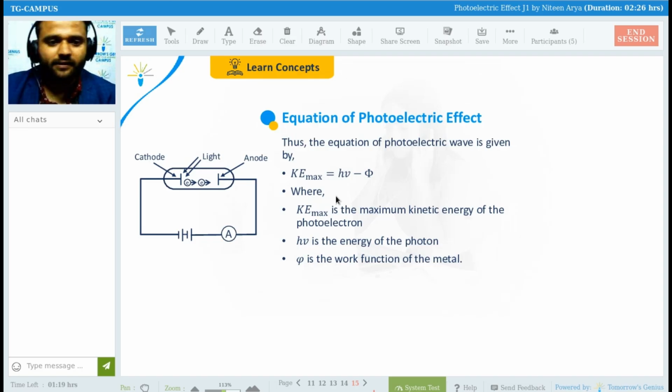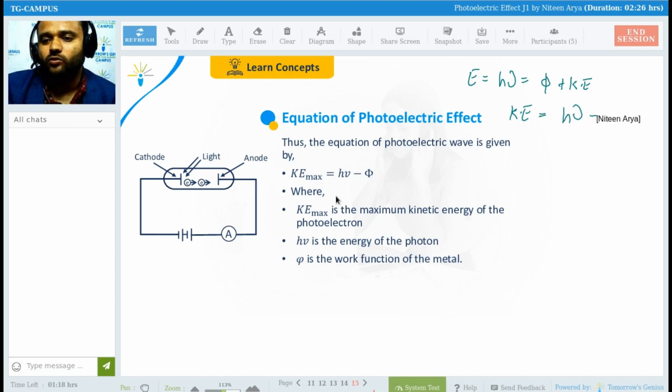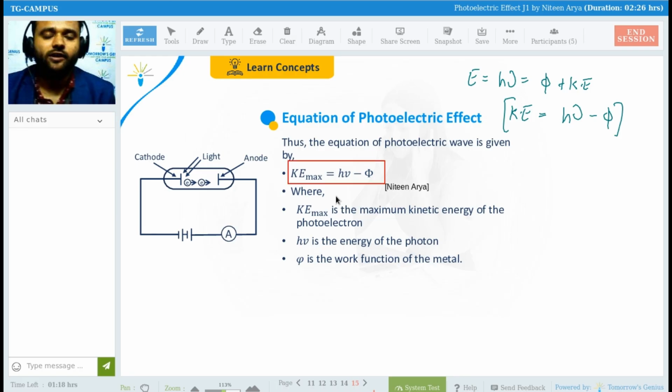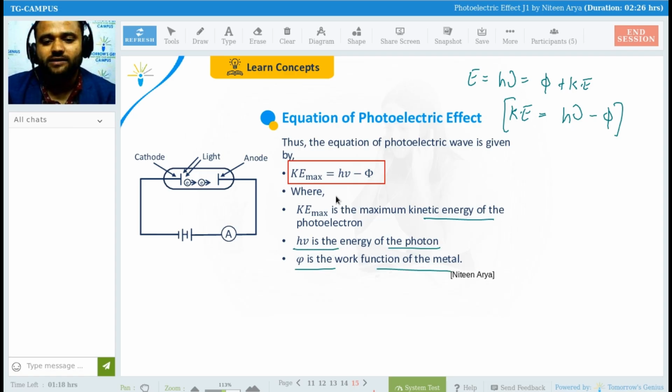Now this is the equation of the photoelectric effect, and that is again important. We are just rewriting this: E equals h nu equals work function plus KE, where KE is nothing but h nu minus work function. This is the same equation, right? So KE max, the maximum kinetic energy of a photoelectron, is h nu minus work function, because the work function is fixed for every material. h nu is the energy of a photon, phi is the work function of the material.